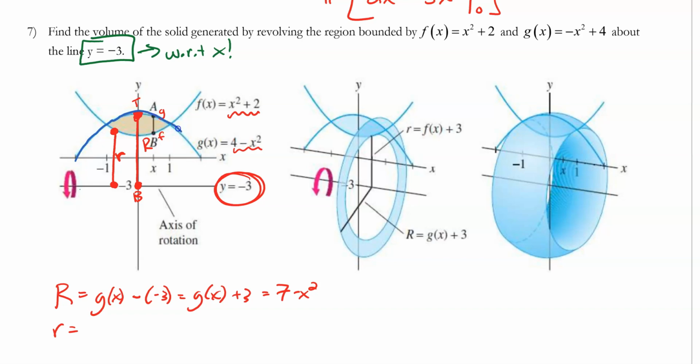This function right here is actually g of x. Okay, so back to what I was saying. For little r, it's the same thing. This function here, if I think top minus bottom to find little r, in this case this is f of x, this is -3. So f of x minus -3 is really f of x plus 3, and that would be x squared plus 5.